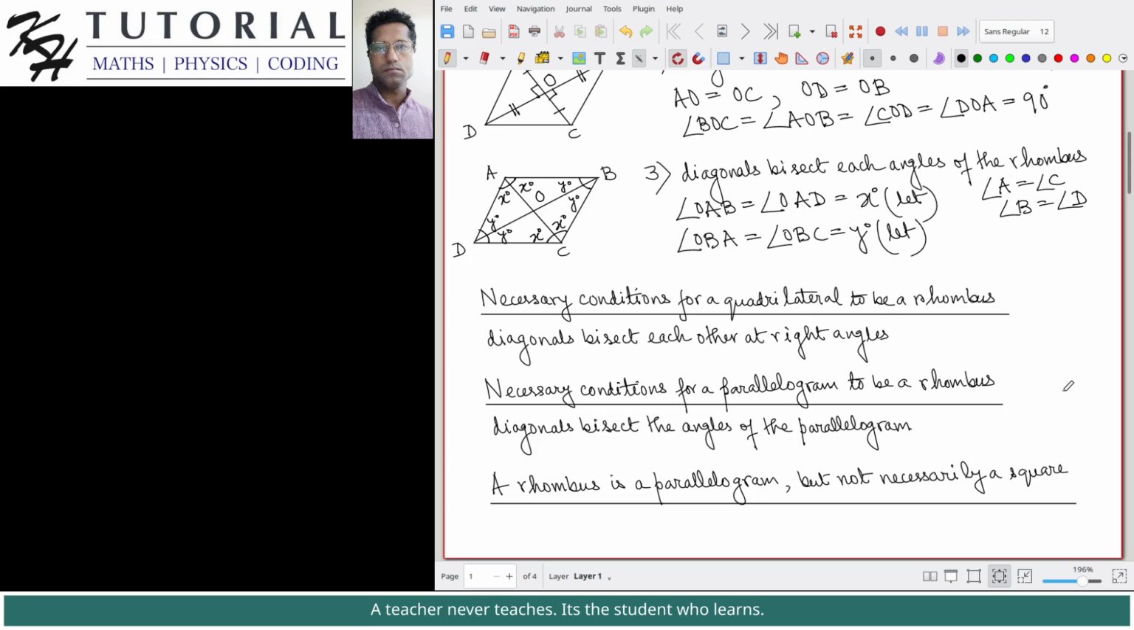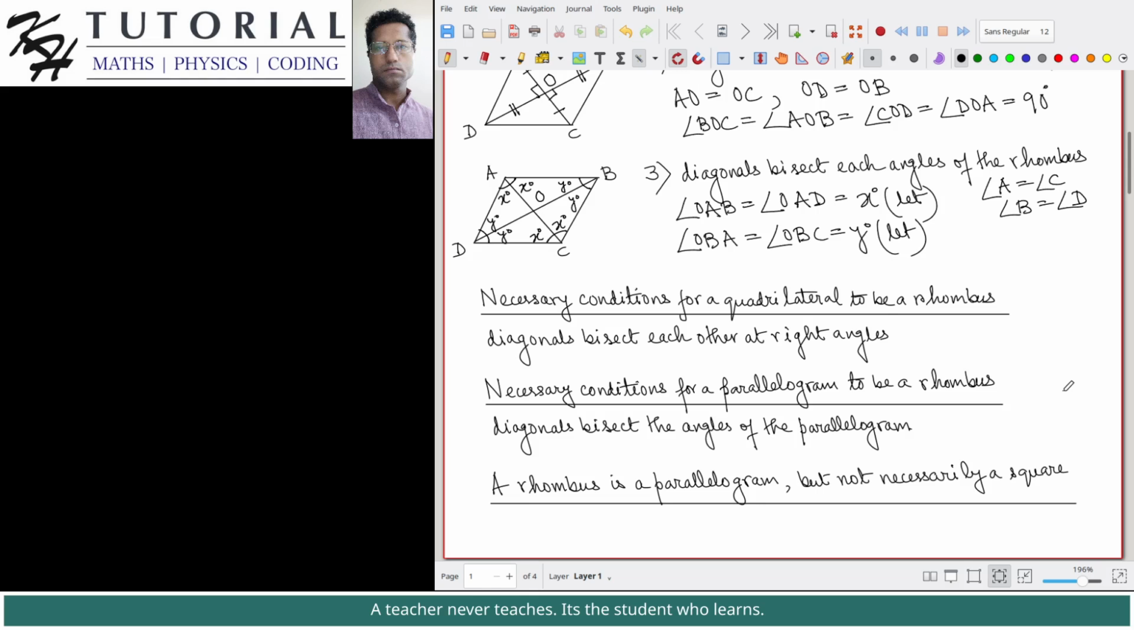Now, a rhombus is not necessarily a square. Please note that in a square the diagonals are of equal length, but in a rhombus it is not necessary that the diagonals will be of equal length. The only condition a rhombus has is that it is a parallelogram and the diagonals are bisecting each other at right angles, intersecting at right angles.